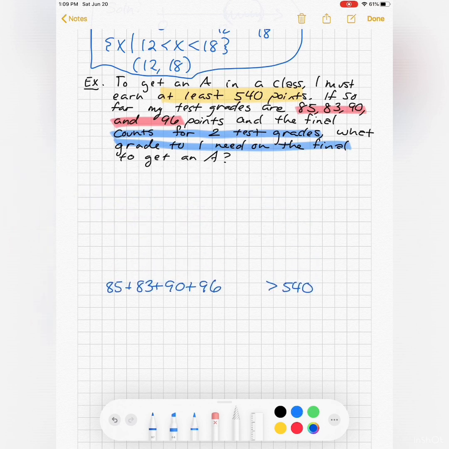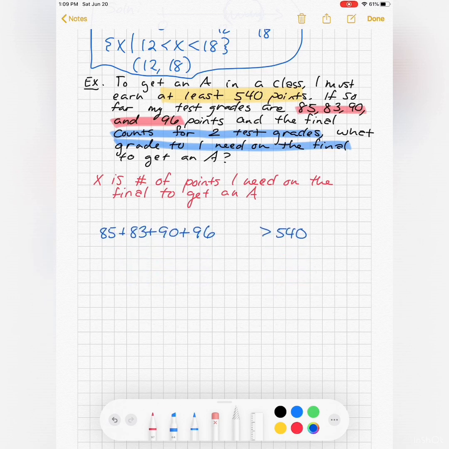So before I finish the inequality here, remember I should write out my variable. So x is the number of points I need on the final to get my A. Okay, so let's see. What do I still need to fill in? Let me read through this one more time. So far, I have my test grades. The grade on the final, so x counts for 2 test grades. So let's see if this makes sense. So I have my 4 test grades plus 2 times the grade I get on the final, and that has to be more than 540 points.